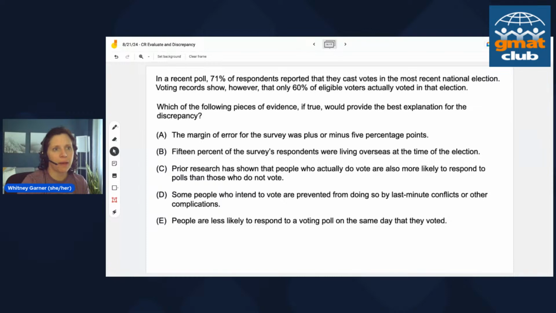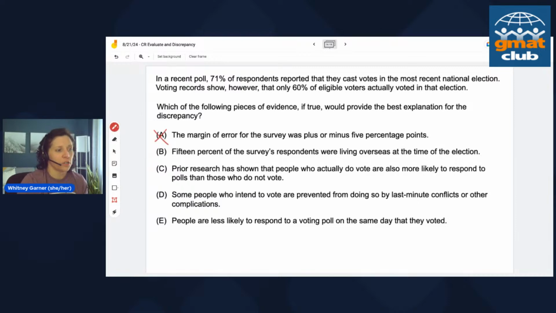So now let's think about, we'll use our same process of elimination, working wrong to right. So I'll start with answer choice A. The fact that the margin of error is 5 percentage points is not enough. It doesn't do enough. 5 percentage points doesn't get me from 71 all the way down to 60. And so, not enough.